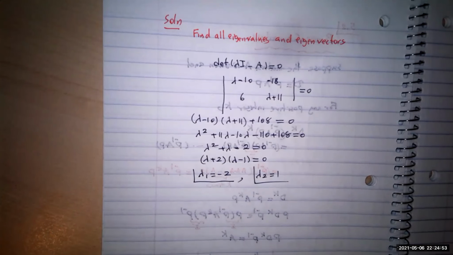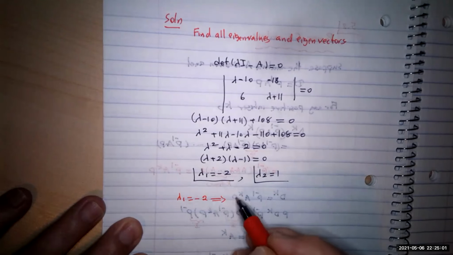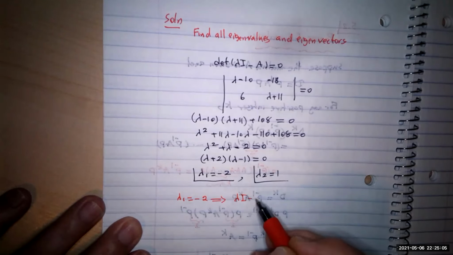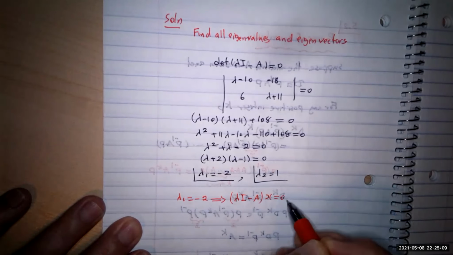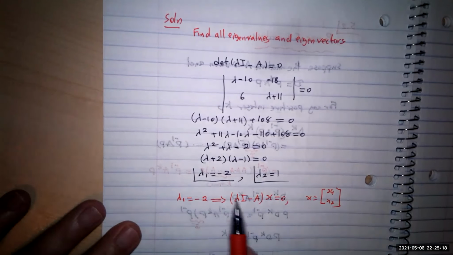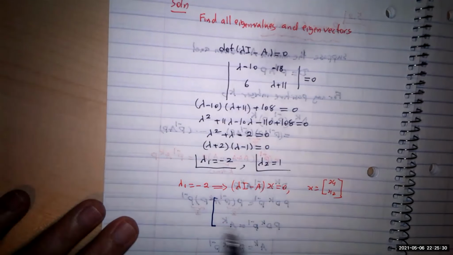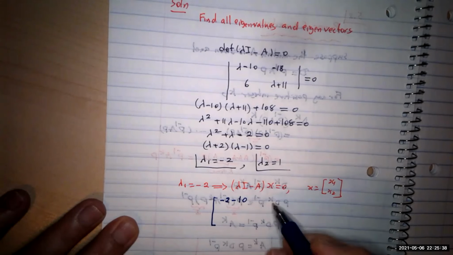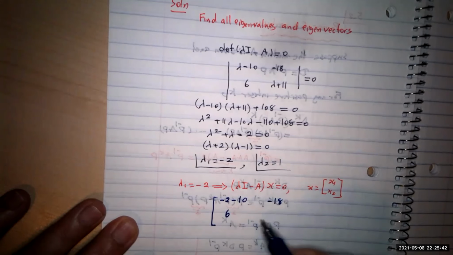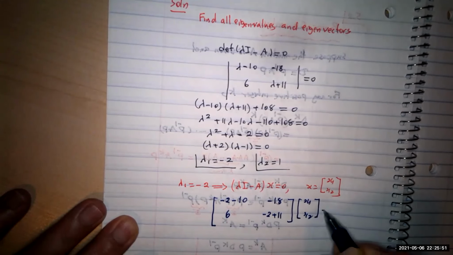So we are going to find the eigenvectors one by one. We start with lambda 1 equal to -2, and we are going to solve this equation, lambda I minus A times the vector X equal to 0, where X, as usual, is going to be X1 and X2. Go back and substitute quickly to get that matrix. We replace the lambda by -2. So that gives you -2 minus 10, and then this is just -18, and this is going to be the 6, -2 plus 11, times x1 and x2, which is equal to 0.